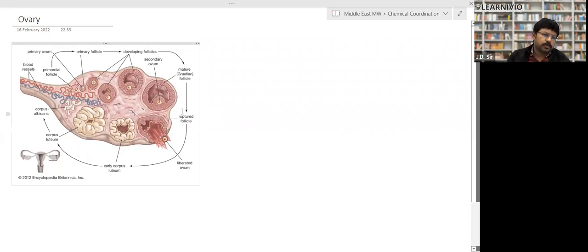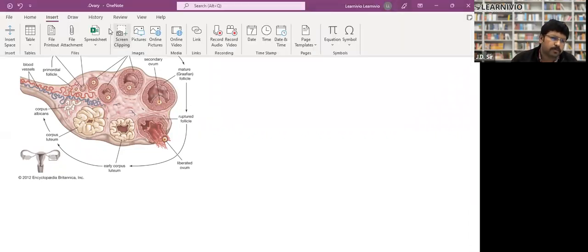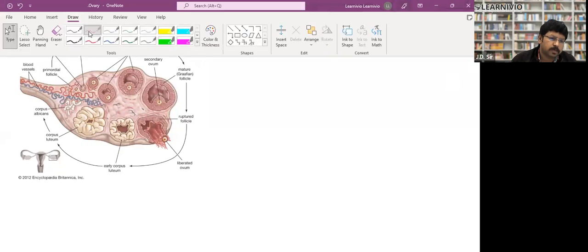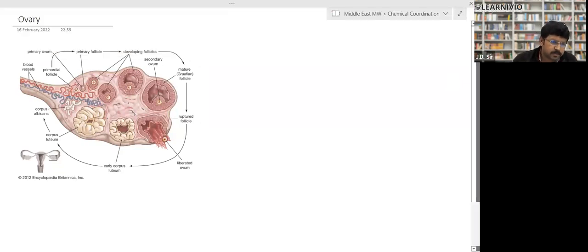At the initial stage, there are two types of cells. The structure which is found in between is called stroma. These follicle-like structures develop as they grow. They are called primary follicles. Inside the primary follicle, the development of the primary egg or ovum takes place. When fully mature, primary follicles are called Graafian follicles. At the 14th day of the menstrual cycle, the Graafian follicle ruptures.